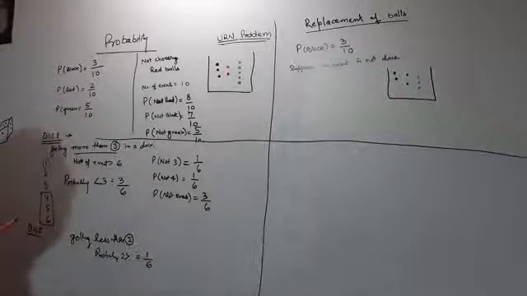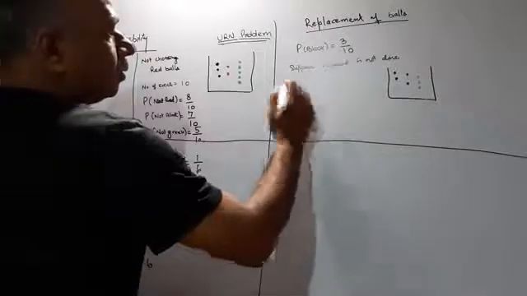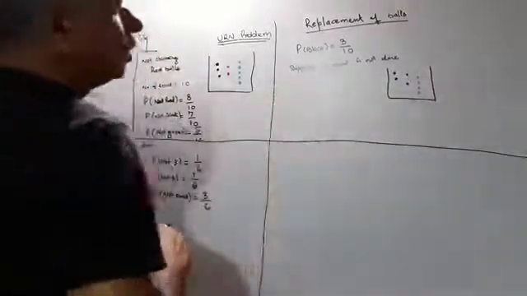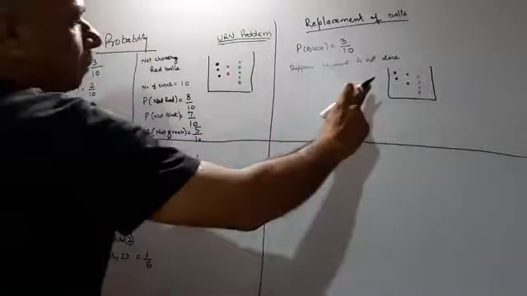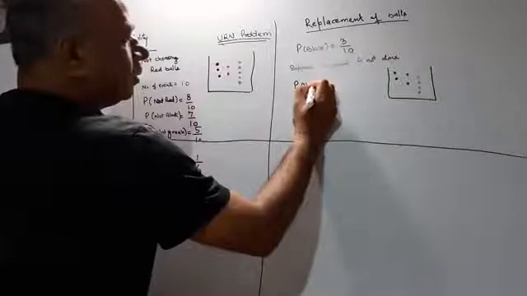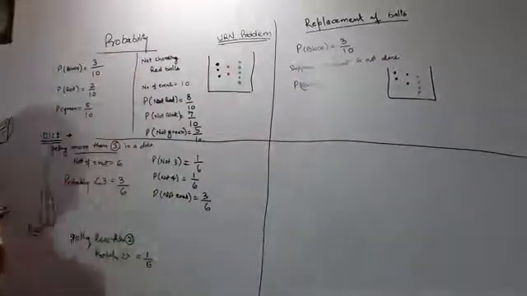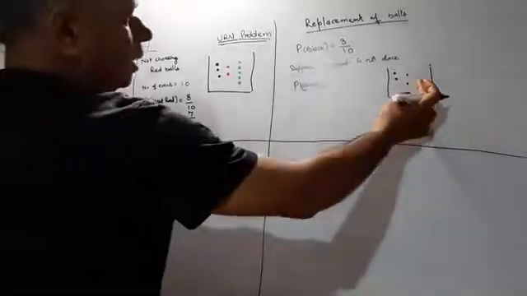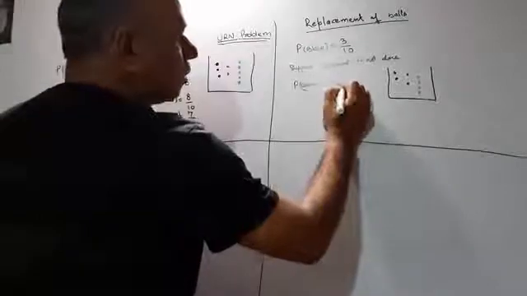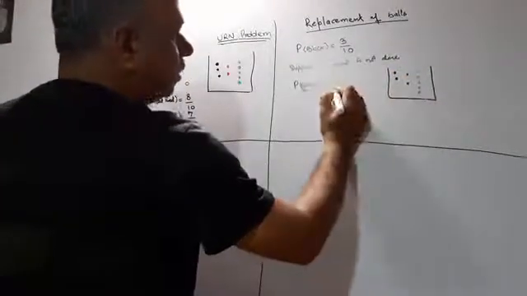So, what will be the probability of getting a black ball again? Now, you see, when the replacement is not being done, the probability will be 2 by the total number of balls now: 1, 2, 3, 4, 5, 6, 7, 8, 9.